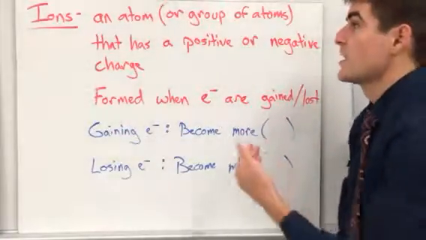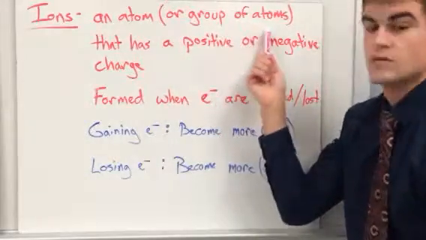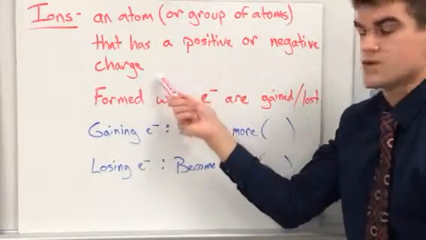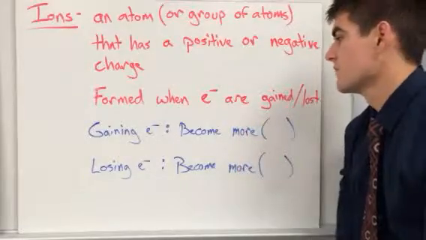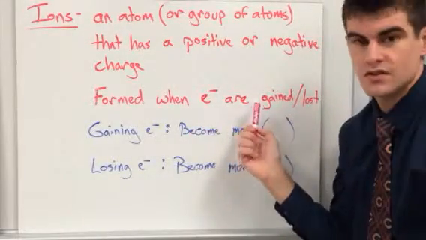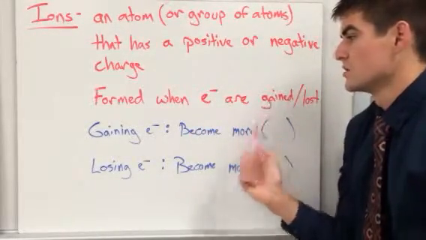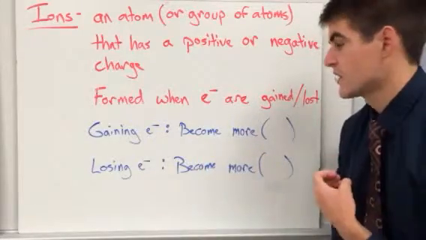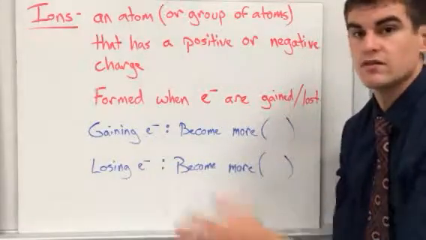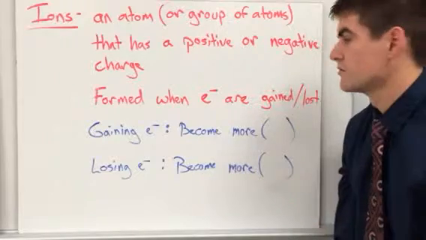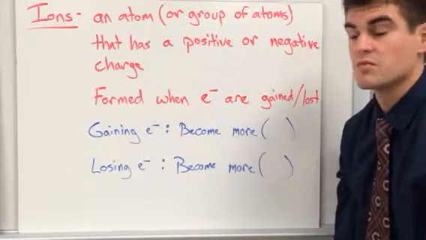Something else new then is ions. So an atom, or later on we'll talk about groups of atoms that have charges. They can be positive or negative. And these are formed when electrons are gained or lost. So another element steals an electron from you, or you give up that electron, and you do this for a number of reasons, mostly because you want to be more stable.